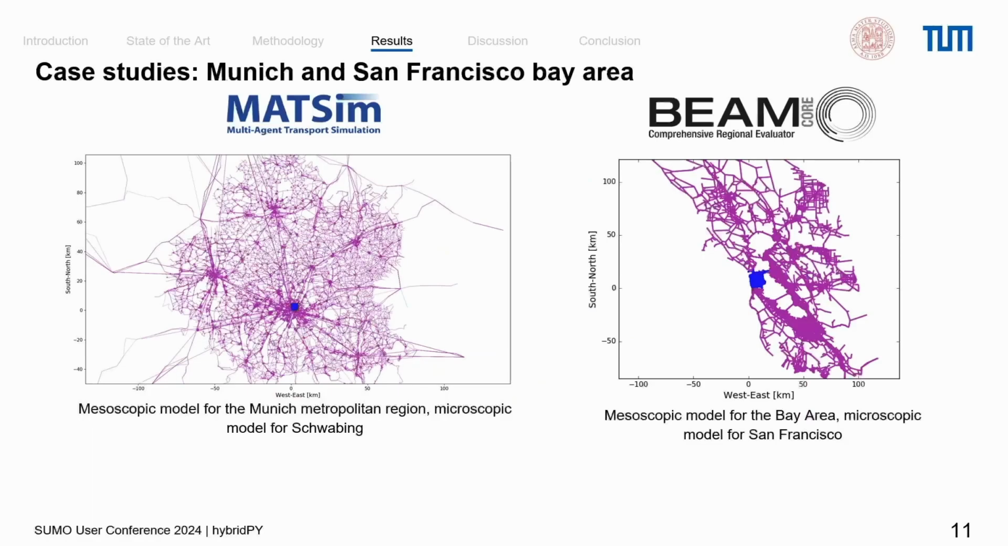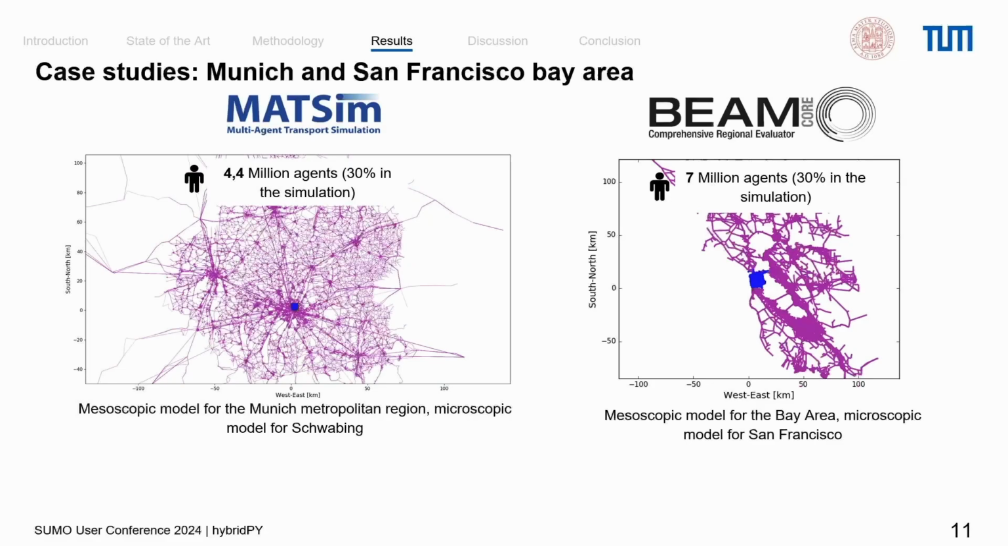Okay, so now Fabian is presenting the two case studies of Munich and the San Francisco Bay Area, where we did the first simulations, and so it's work in progress.